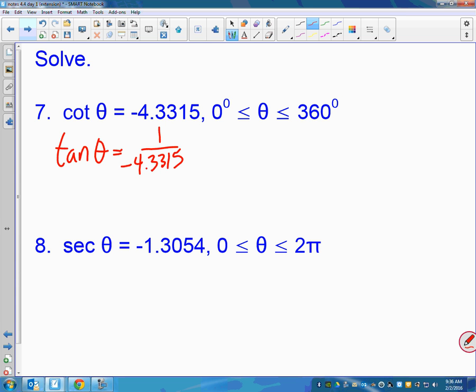Notice after this it says 0 to 360, which means I want degrees. I don't want radians, which means using my calculator, I'm going to make sure I'm in degree mode. Right? So that's how you know whether you're in degrees or radians. Who needs a calculator?